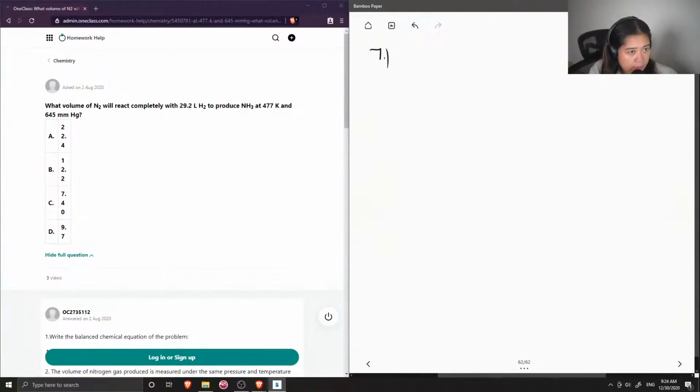So first, we just need to write out the reaction that takes place. We have nitrogen, say gas, plus hydrogen gas produces NH3 gas.